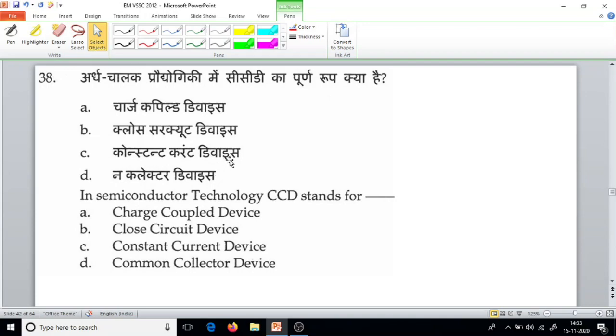Question number 38. In semiconductor technology, CCD stands for: charge coupled device, closed circuit device, constant current device, common collector device. The answer is charge coupled device.